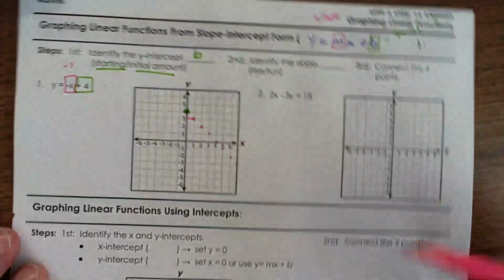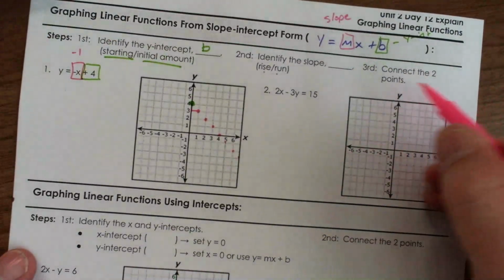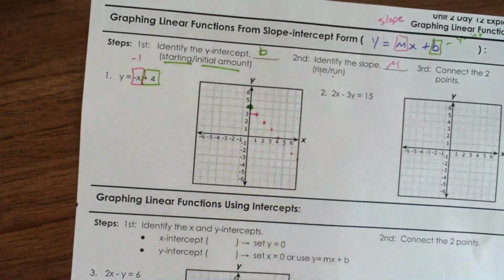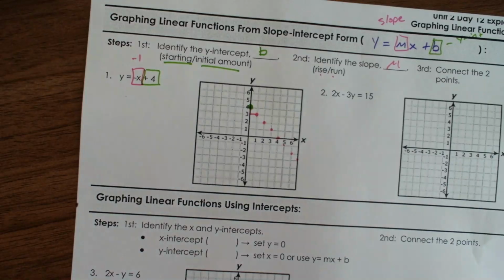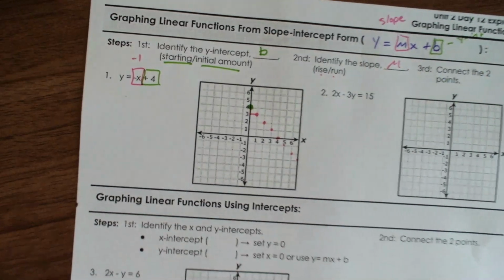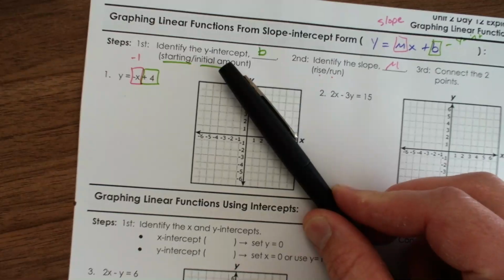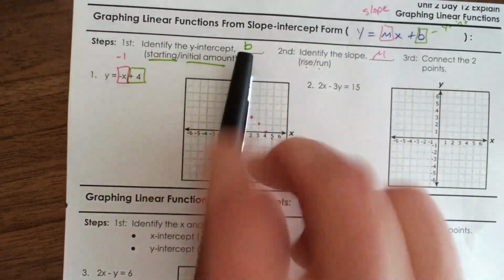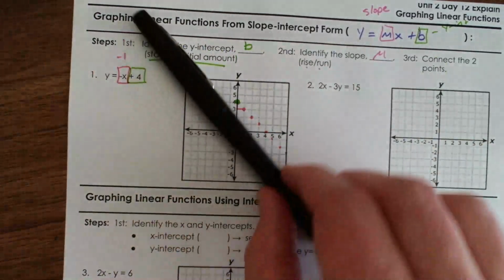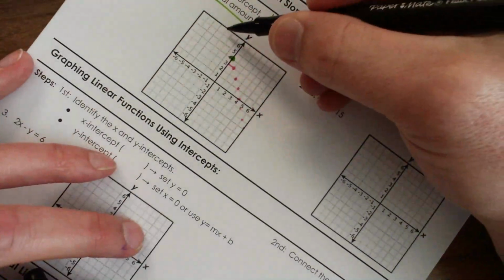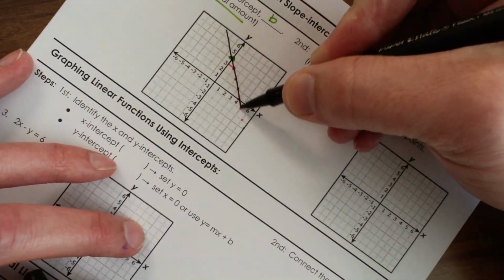Now, then you connect the 2 points. All you ever need to graph a linear function is 2 points. Because if you have 2 points, then it's set like this. Okay? If you have 1 point, it can go anywhere you want. But as soon as there's a second point, it has to go in this direction. So then you go ahead and connect these.